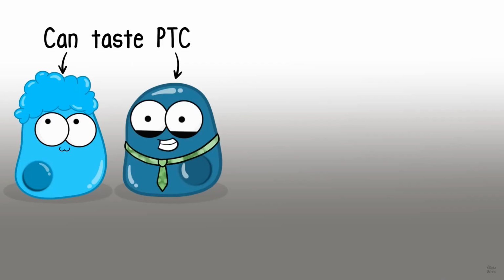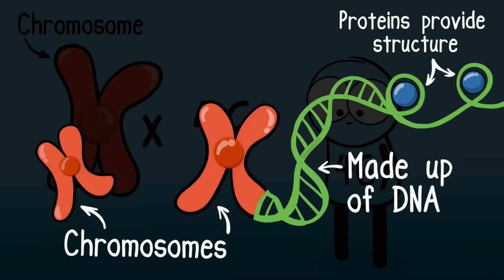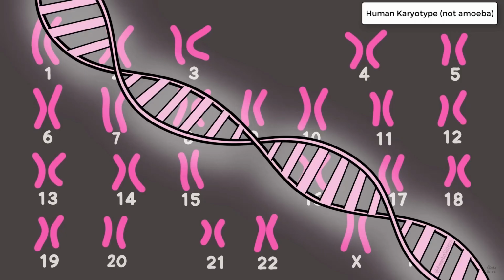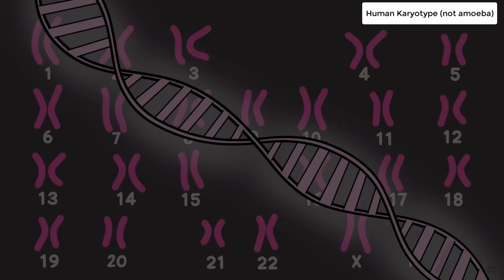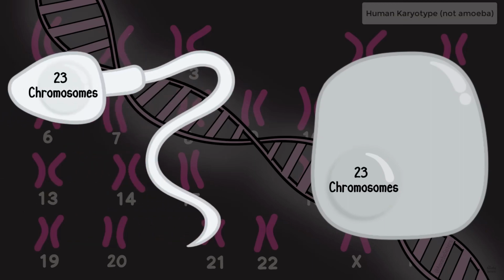One thing I have found so interesting is that my parents can both taste PTC. So why can't I? Recall that humans have 46 chromosomes. Chromosomes are made up of DNA and protein. It's a condensed unit of DNA. My whole genetic code is represented by these chromosomes. You inherit 23 chromosomes from your mother and 23 chromosomes from your father.